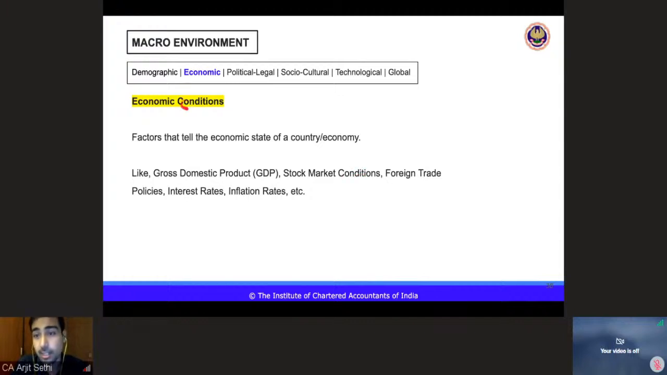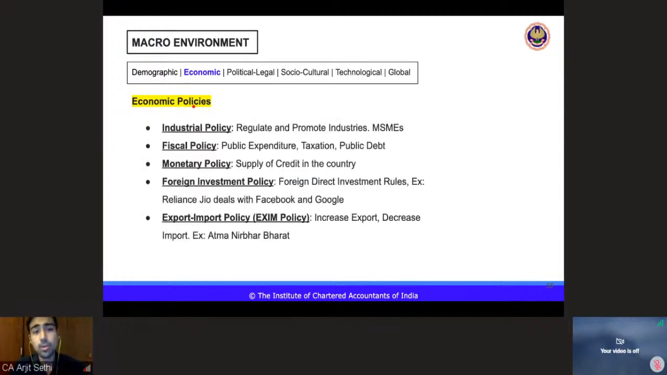So economic conditions. Coming to economic policies, right? Now there are different kinds of economic policies, which is very important to understand. I think this is something we all have studied in class 11th and 12th. We have touched upon each and every aspect. This should actually be a revision, right? And if you have not studied this, not an issue. We have it on the slide for you.